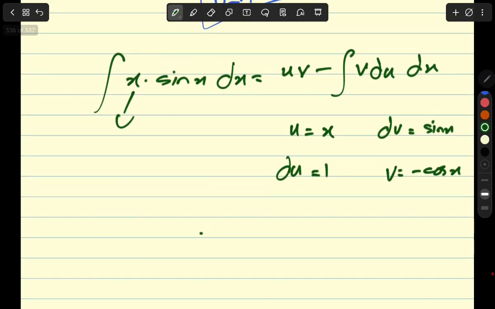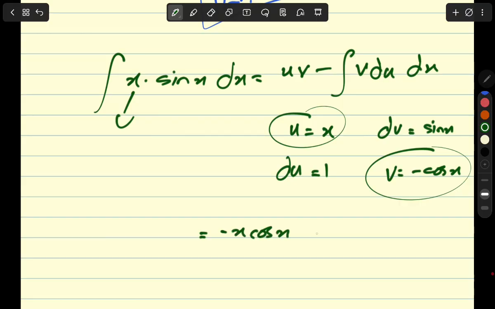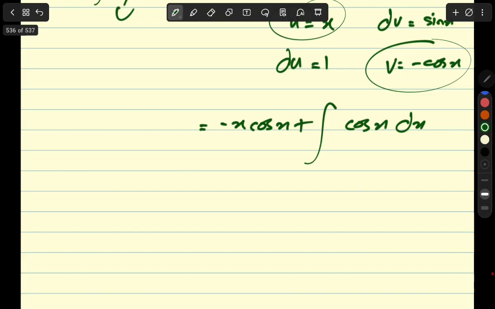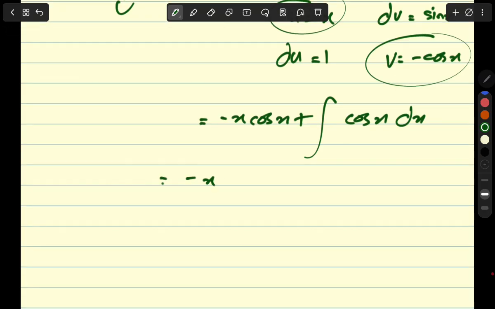So uv is going to become minus x cos x, and then minus integral of v du. So v du is going to become negative cos x. If there's a negative cos x here, I can remove this and put a plus here. Now this is going to become minus x cos x, and the integral of cos x is just sine x, and then plus c. And now if you differentiate it, I'm going to show you that you're going to have x sine x as the result.